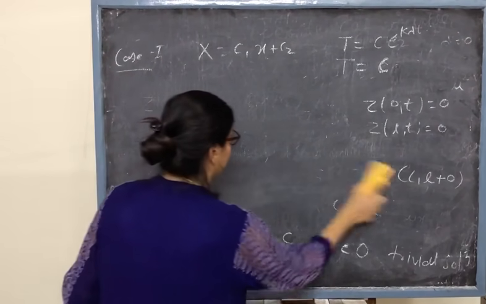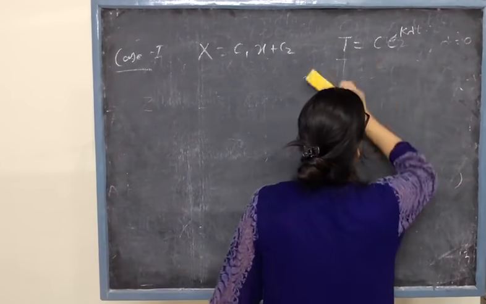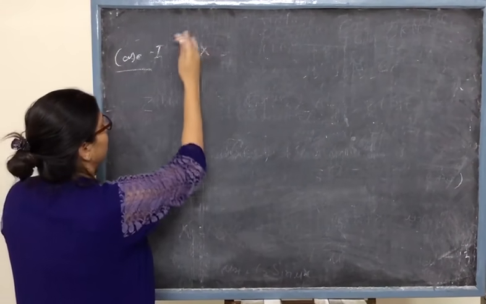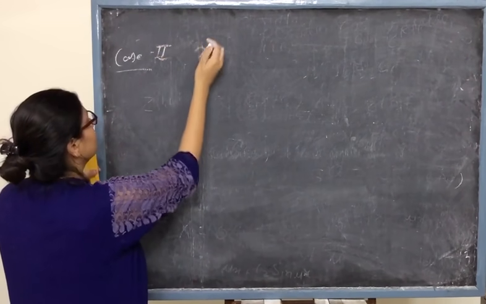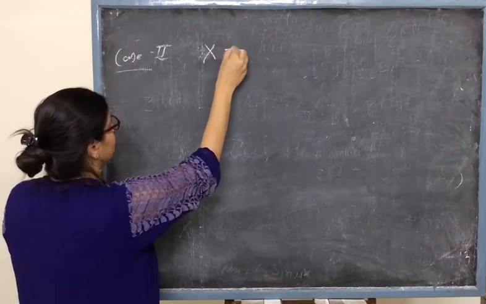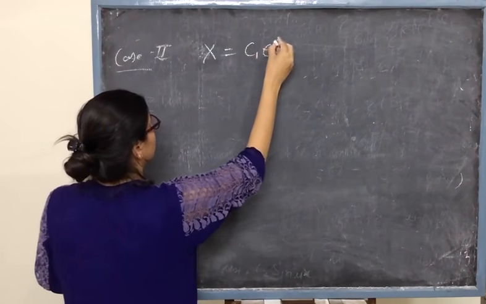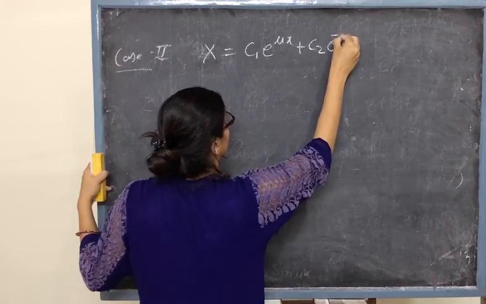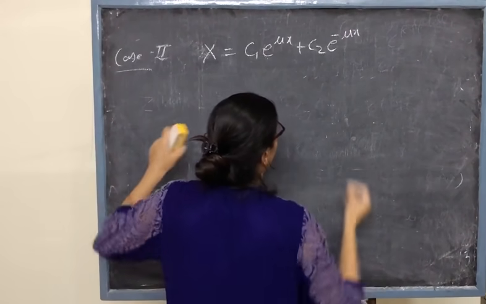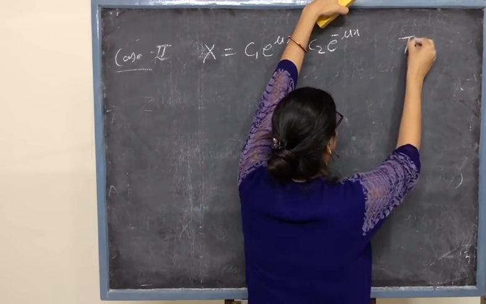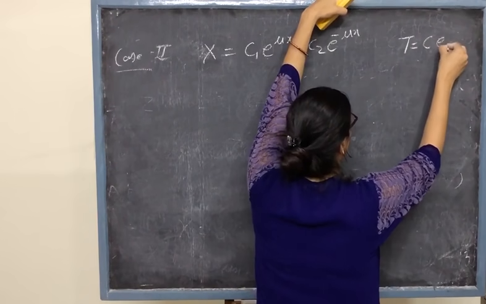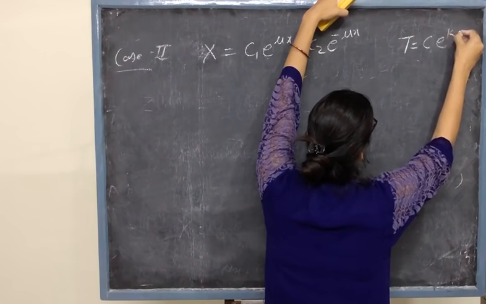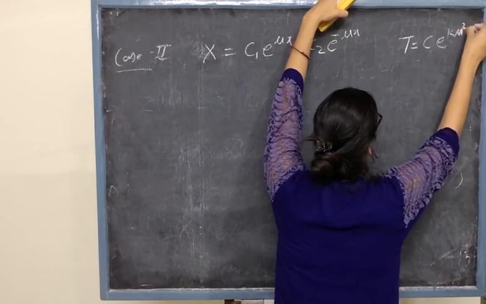Now our case second. Case second, when lambda is positive, then what solution will we get? x equals c1 e raised to the power mu x plus c2 e raised to the power minus mu x, and here t is again c e raised to the power k lambda t, so it should be mu square t.